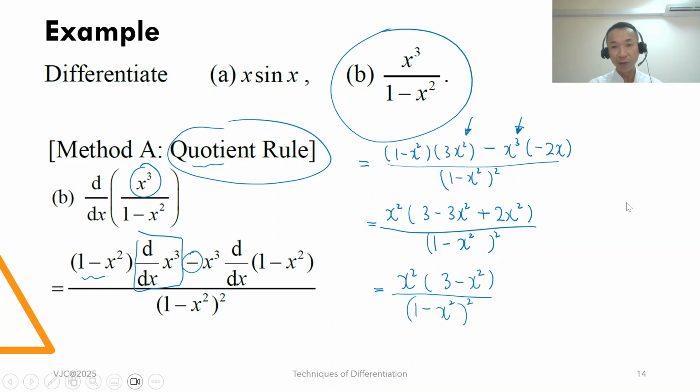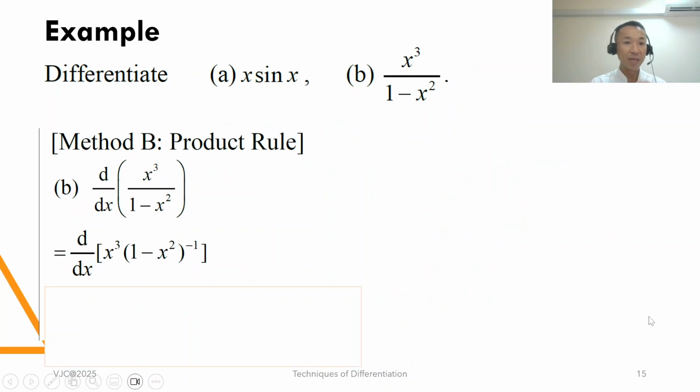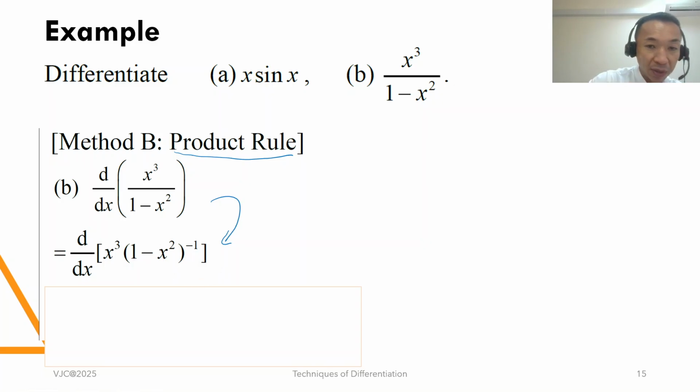There's an alternative way to solve question B. I can use product rule. You can see here, I'm using product rule. In order for me to use product rule, I have to rewrite it like that. That means it is x cubed multiplied by 1 minus x squared to the power of minus 1. So now it becomes a product of two expressions instead of a quotient.